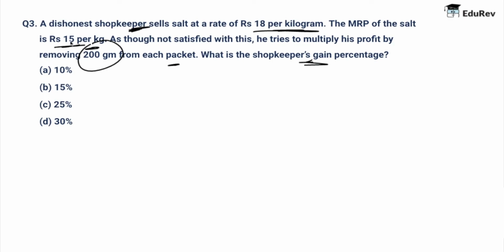However, the selling price is 18 per kg. Correct. Thus the dealer makes a profit of 3 rupees per sale. Right. And in terms of percentage, we can say that the rate of profit or the profit percentage is equal to what?